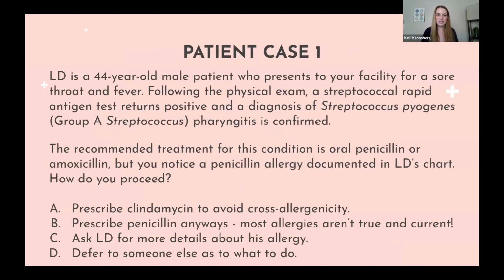So this brings us to our next application. I have a couple patient cases for you all. So for this first one, LD is a 44-year-old male patient who presents to our facility for a sore throat and fever. Following the physical exam, a streptococcal rapid antigen test returns positive and a diagnosis of Streptococcus pyogenes, also known as group A strep pharyngitis, or strep throat, is confirmed. The recommended treatment for this condition is oral penicillin or amoxicillin, but you notice a penicillin allergy documented in LD's chart. How do you proceed?